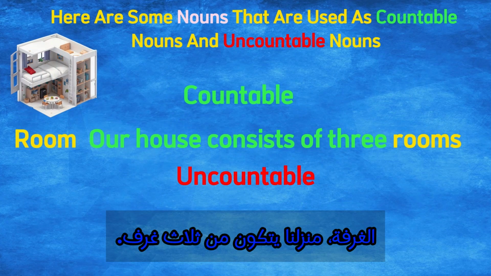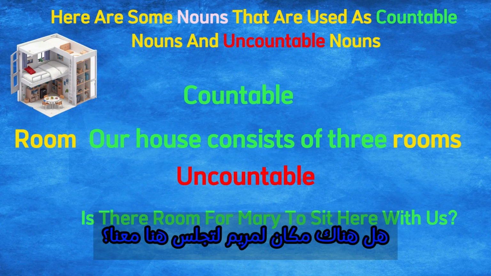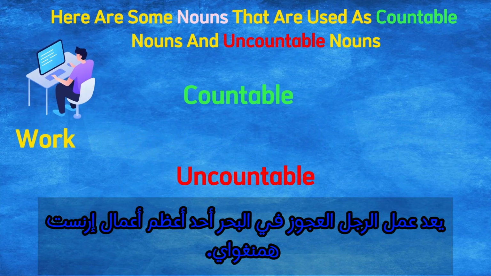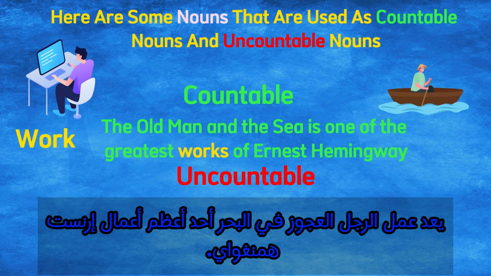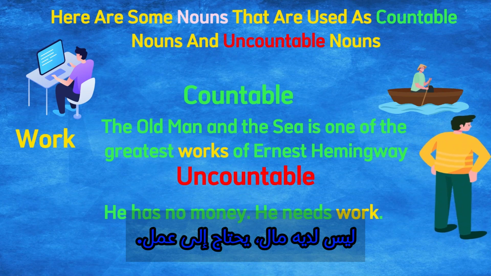Room: our house consists of 3 rooms. Is there room for Mary to sit here with us? Work: The Old Man and the Sea is one of the greatest works of Ernest Hemingway. He has no money, he needs work.